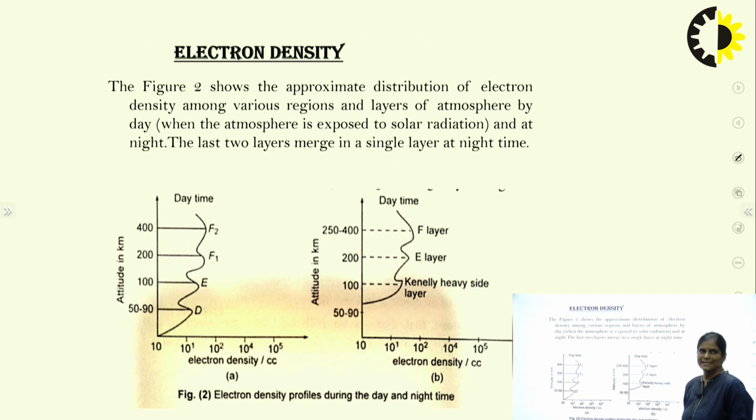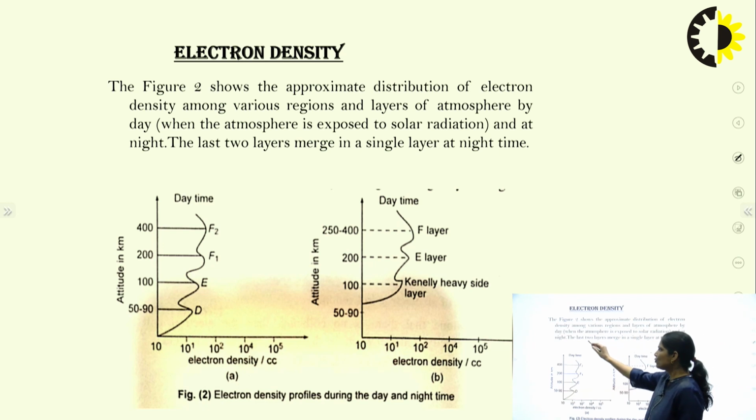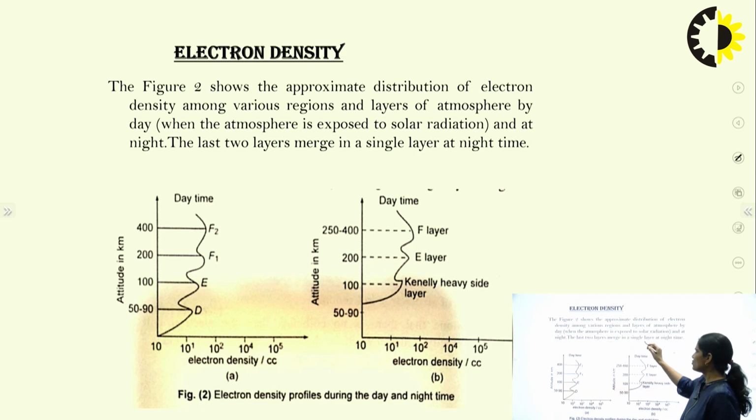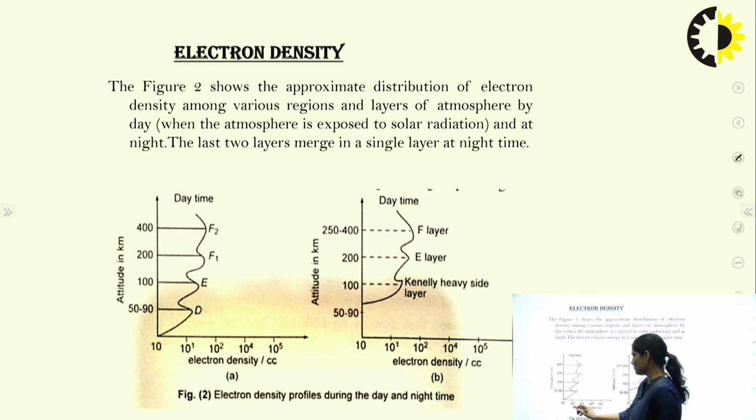Now, electron density. This figure shows the approximate distribution of electron density among various regions and layers of the atmosphere by day, when the atmosphere is exposed to solar radiation, and at night the last two layers merge into a single layer. Now here you can see the structure. This is electron density, this is altitude in kilometers. Here we have the D layer, E layer, F1, F2.